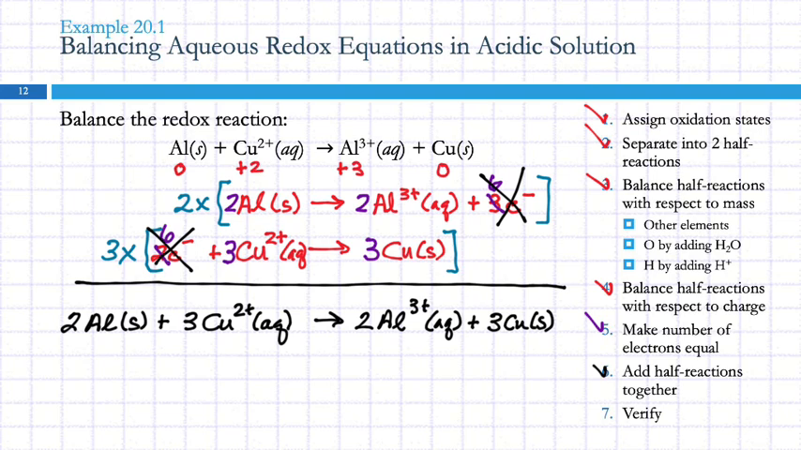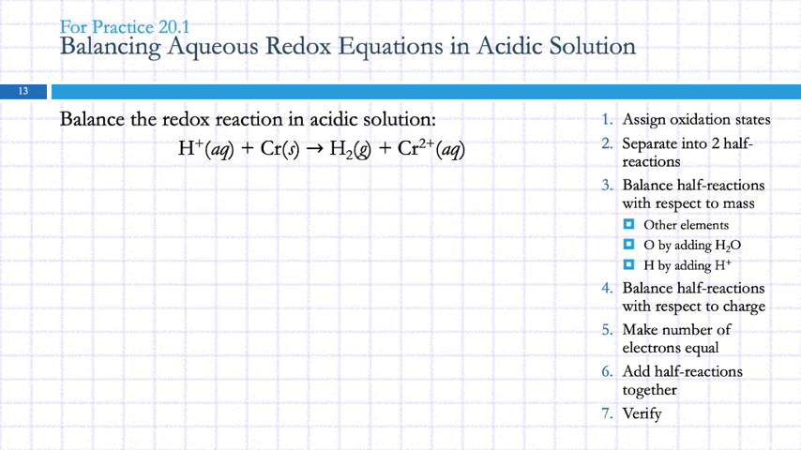And then verify. So we'll go through and check. We have 2 aluminums, 3 coppers, and then let's look at charge. 3 times 2, positive 6 on that side. 2 times 3, positive 6 on that side. Verified. Any questions? Let's do another one.